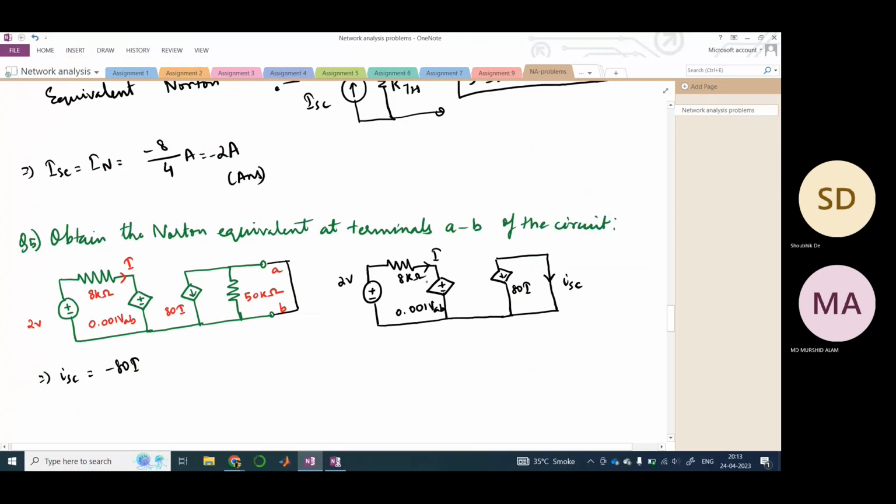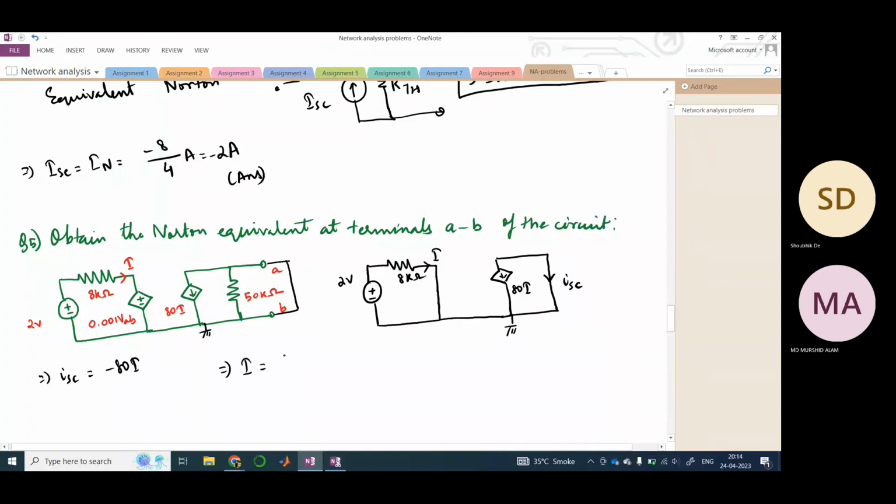Now you need to apply KVL in this loop. Also, one thing I forgot to tell: VAB is 0, because you have shorted this. This is my ground terminal. So I need to change this; this would be 0, right? Because we have shorted that AB terminal. Once we short this, VAB is 0, and therefore VAB 0 means the voltage source is shorted. So now our analysis becomes very simple.